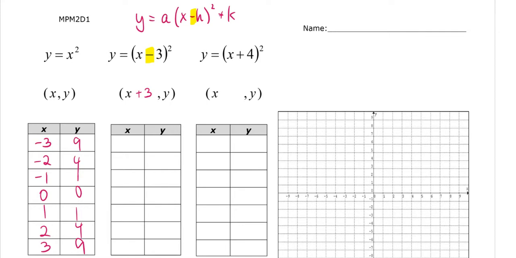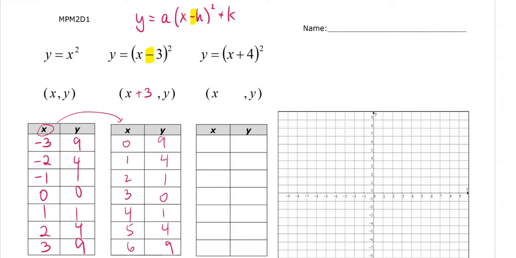So here we have x plus 3. So all of these x coordinates here, I'm going to add 3 to them. So from here to here, I get 0, and then we have 1, 2, 3, 4, 5, and 6. Y coordinates are still the same. So 9, 4, 1, 0, 1, 4, 9.